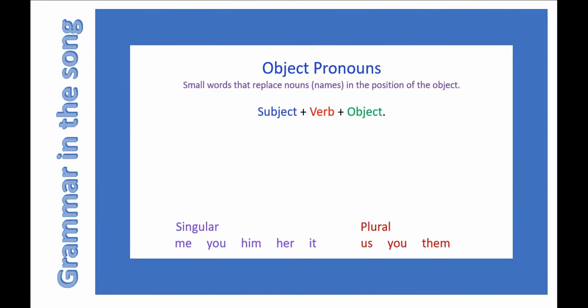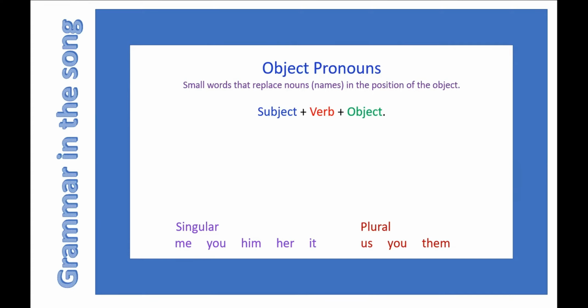Well, in the singular we have me for the first person, you for the second person, him, her, or it for the third person, depending on who is the person that receives the action of the verb. And in the plural, we have us, you, and them, depending on who are the people receiving the action of the verb.